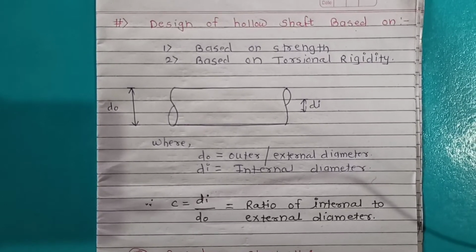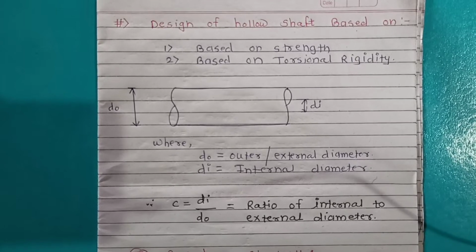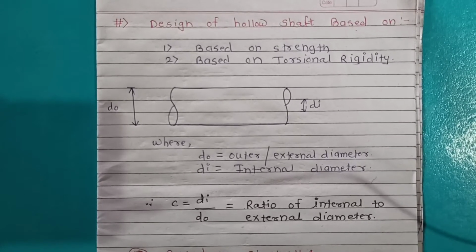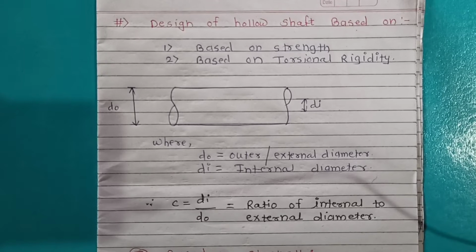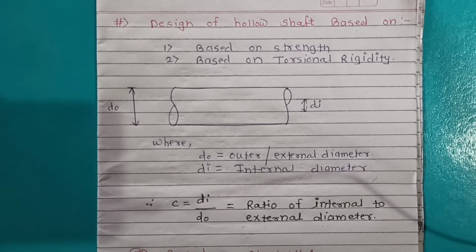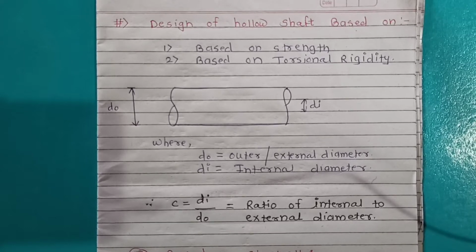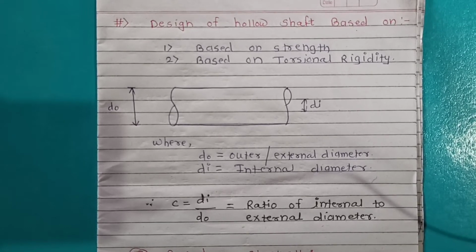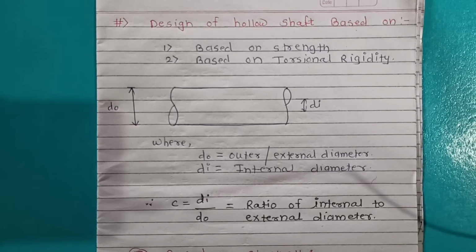Now here I will teach the subject Machine Design, Element of Machine Design, and the name of the chapter is Design of Shaft, Keys and Coupling. This is the fourth part of this chapter. In the previous video we discussed the design procedure of solid shaft, and in this part we will discuss the design procedure of hollow shaft.